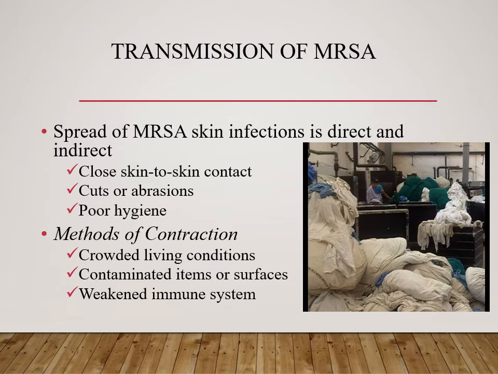Transmission of MRSA. Spread of MRSA skin infection is direct and indirect: close skin-to-skin contact, cuts or abrasions, and poor hygiene. Methods of contraction: crowded living conditions, contaminated items or surfaces, and a weakened immune system.